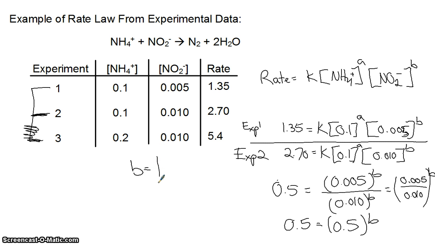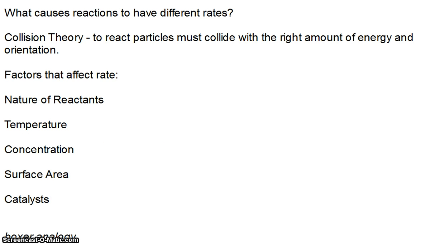You should be able to determine what A is by comparing experiment 2 to experiment 3. So if you compare these two together, that will give you what A is by doing similar math, and we can take a look at this together. And then once you know what A and B are, you should be able to determine what K is for the temperature that this reaction was done at.